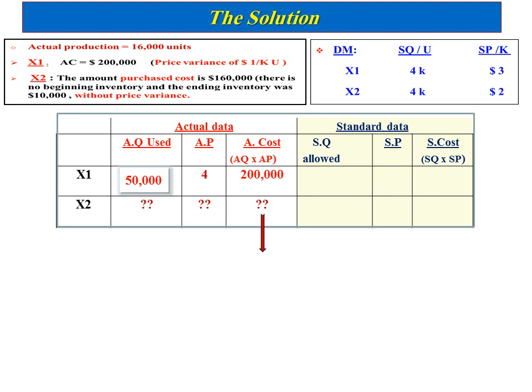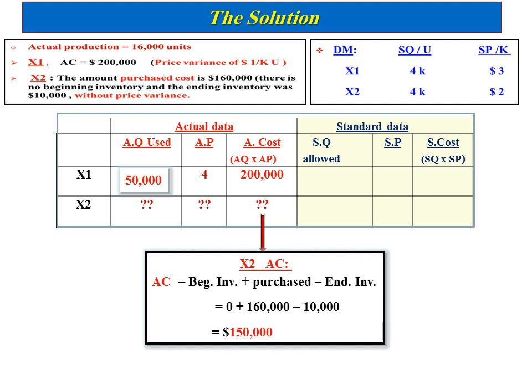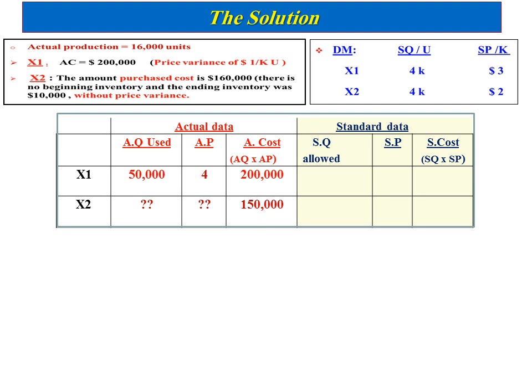Don't use the amount 160,000, because that is the amount of purchase, but I need only the amount used. How do we calculate the cost of raw material used? Very simple equation: beginning balance of inventory plus purchased minus ending. Here I don't have a beginning balance of inventory, and the cost of purchase is 160,000 minus ending 10,000. So the actual cost of raw material used will equal 150,000.